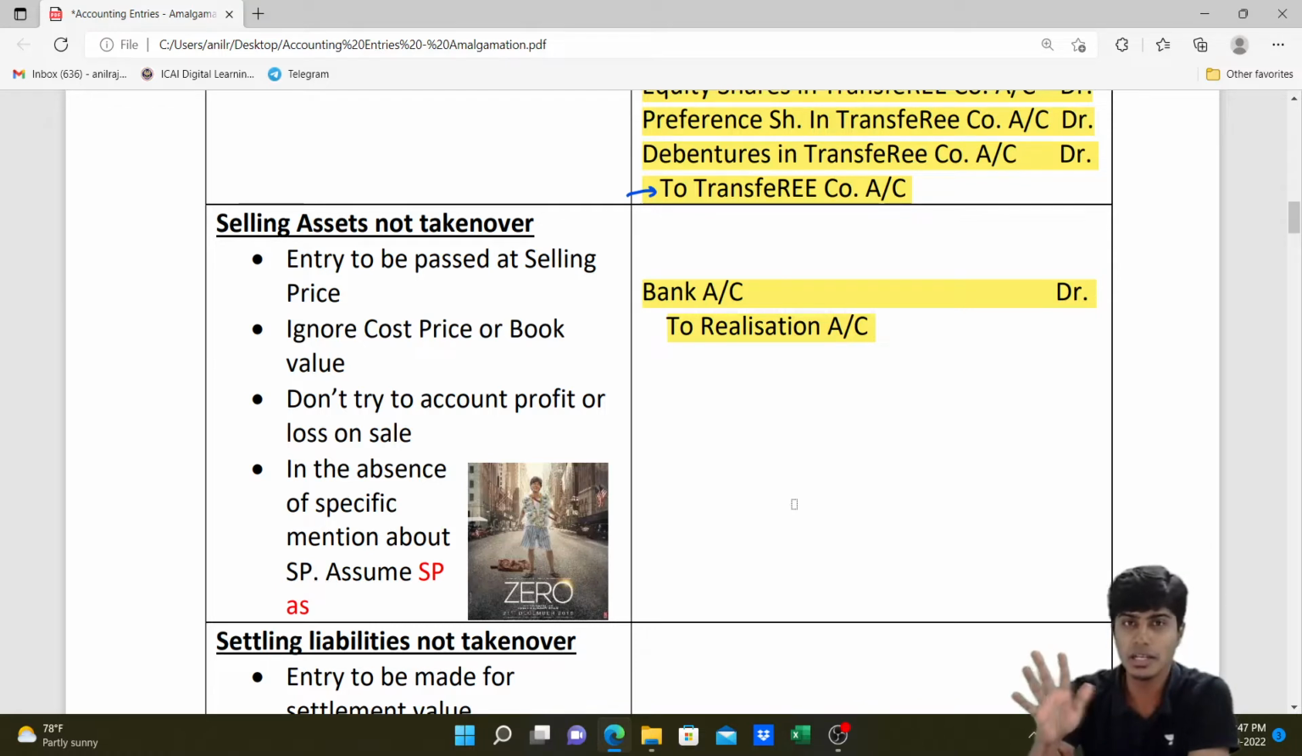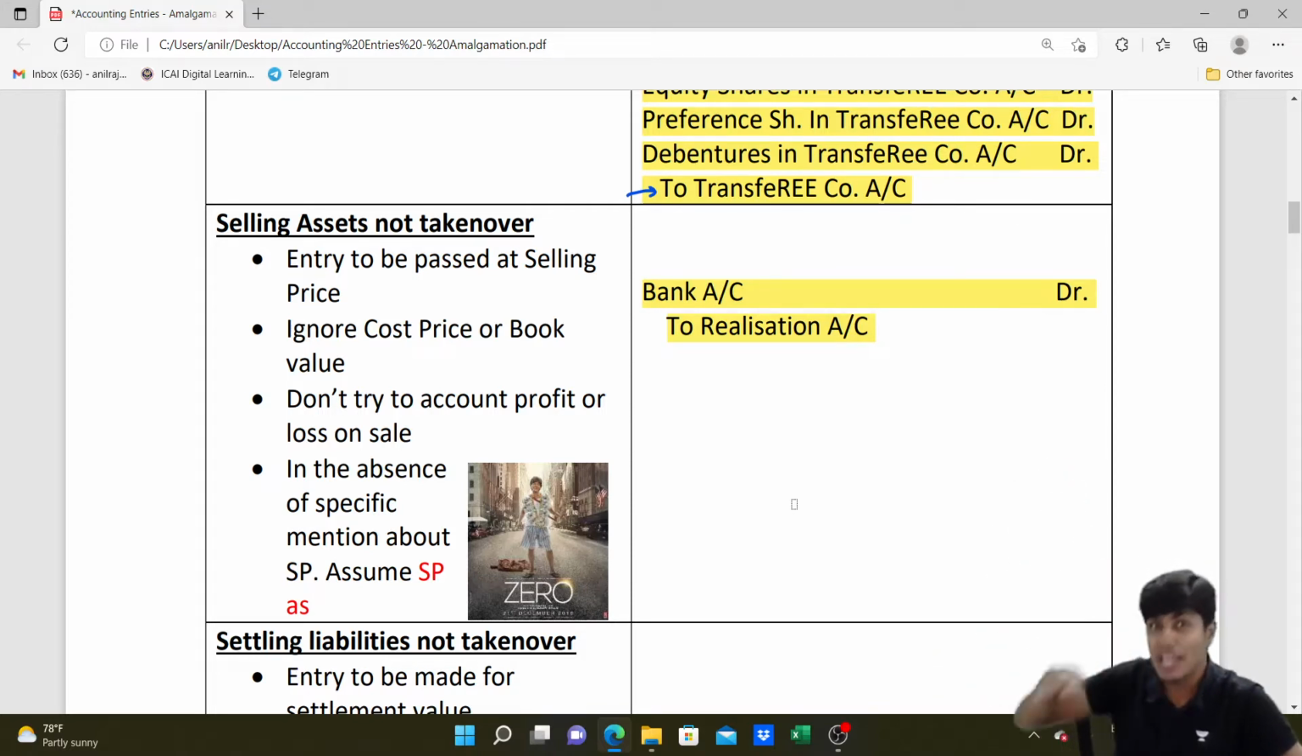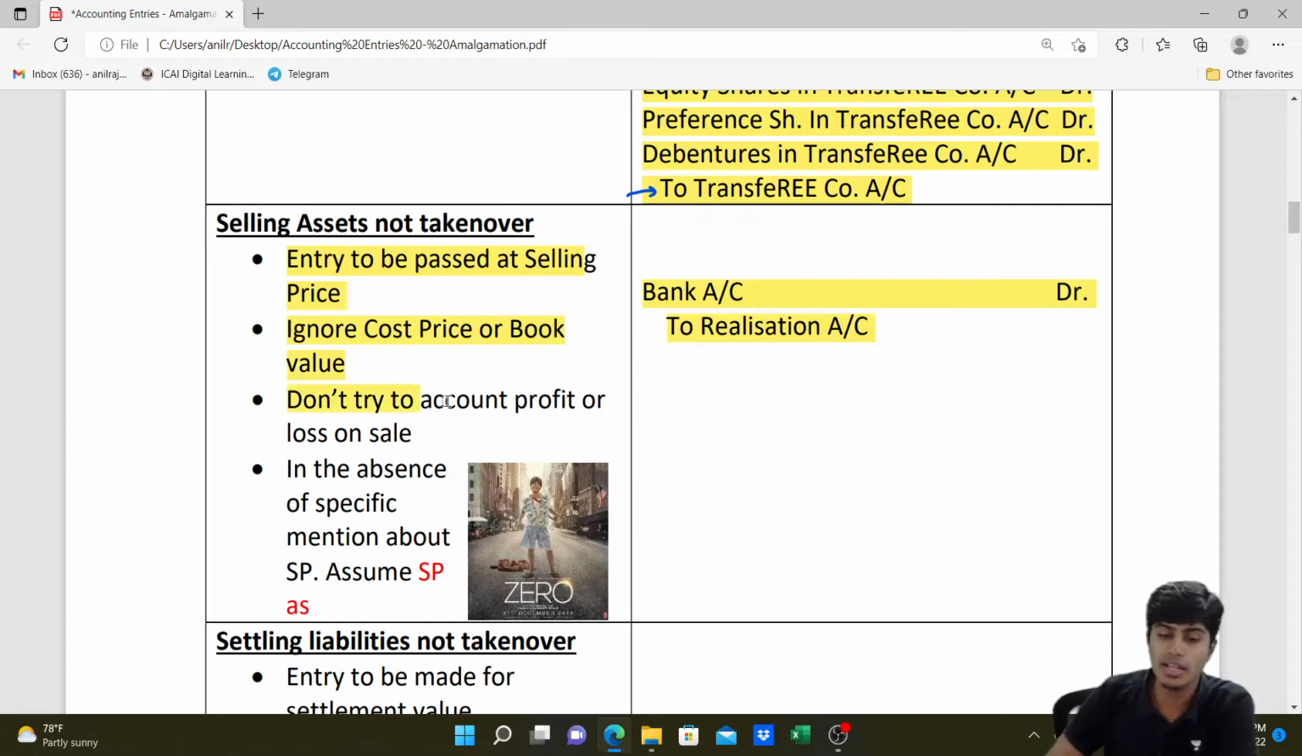So remember this very clearly. Don't try to adjust cost price or book value with selling price to identify profit or loss. Straight away write the entry at selling price, and you have already transferred book value. Net impact of profit will automatically impact shareholders by way of realization profit or loss, and we don't have to account for profit or loss on sale separately. Got that? Have a look at this. Entry is to be passed at selling price. Ignore the cost price or book value. Don't try to account profit or loss on sale.